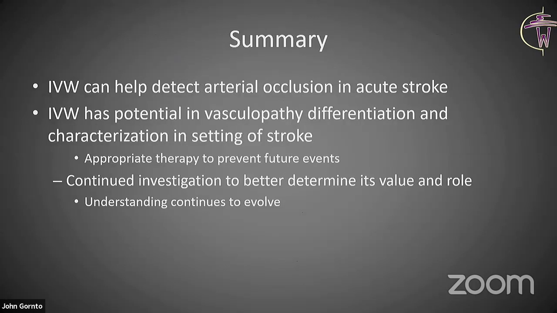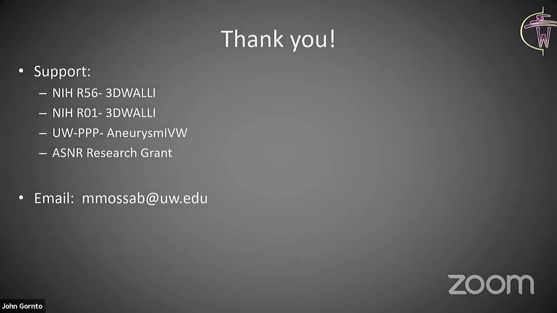So in summary, vessel wall imaging can help detect arterial occlusions in acute stroke, has potential in vasculopathy differentiation and characterization in the setting of stroke, and with this, appropriate therapy can help prevent future strokes in these diseases. But continued investigation really is necessary to better determine its value and role, as our understanding of these diseases continues to evolve. Thank you, guys.